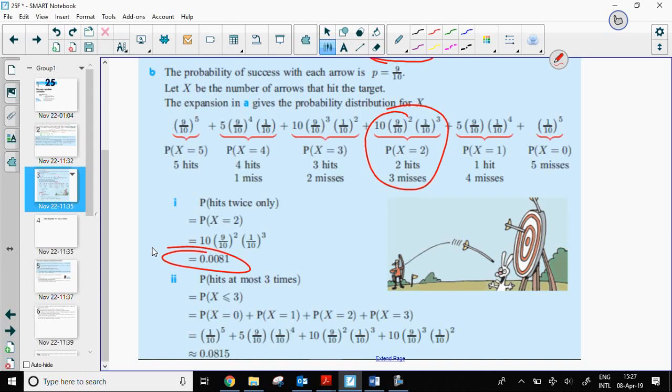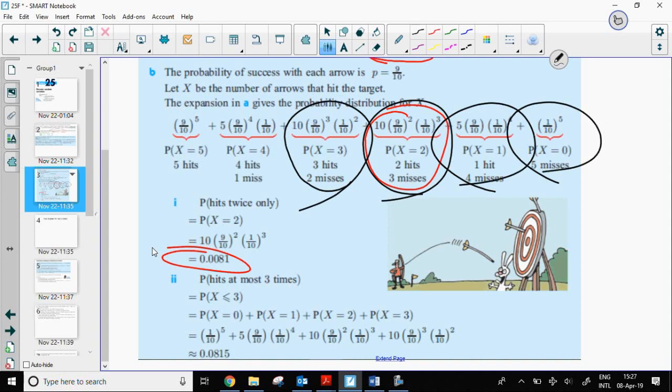And then the second was hitting at most 3 times. So that means we could be hitting 3 times, but it could also be less than that. So we're going to add up those 4. Again, grabbing a calculator, to 3 significant figures, that's our answer.